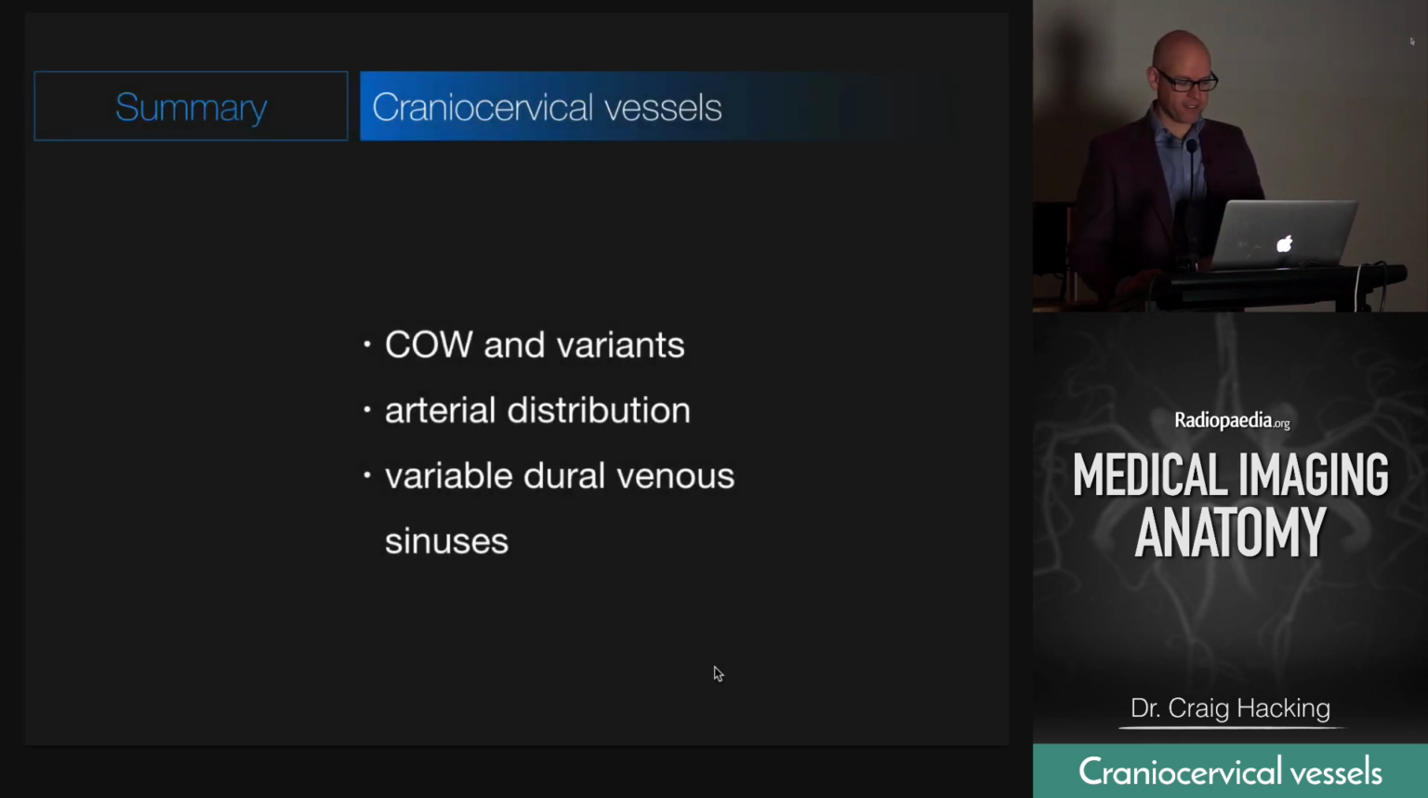So we've covered variants, especially the cow. We talked a lot about the arterial circulation, arterial vascular supply, and the distribution, and also the dural venous sinuses.